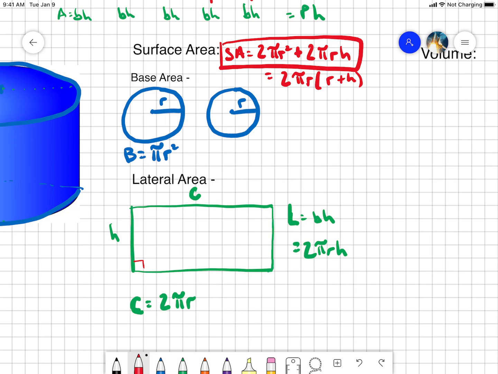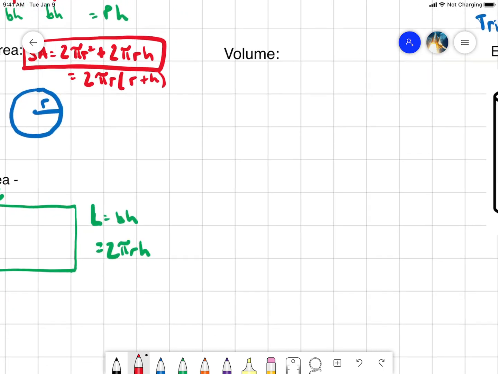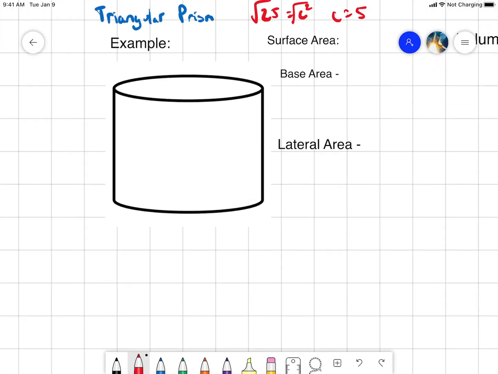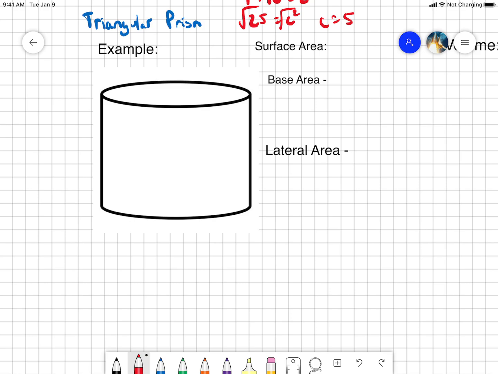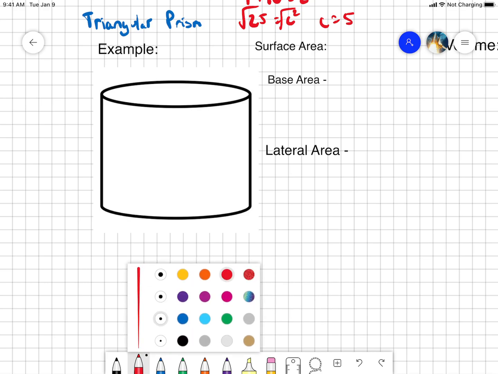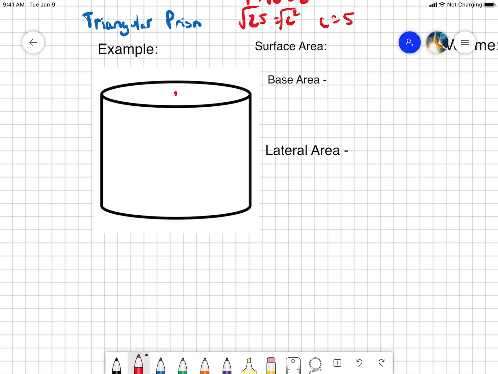So now let's look at an example of this one. I've got to put my dimensions in here. So here's my radius. Let's just say my radius is 2. Okay? And then my height, let's just say that this is 4, so you can kind of see.